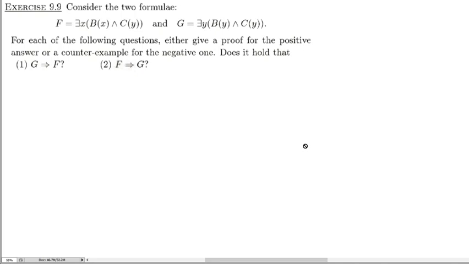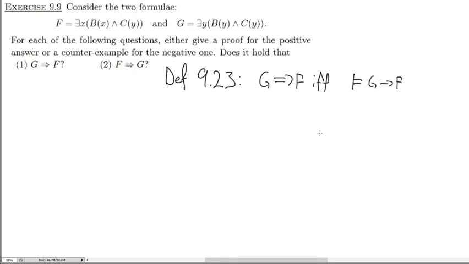In exercise 9.9, we have the two formulas f and g, and we have to either give a proof for a positive answer or a counterexample for the negative answer. In the first one, is f a logical consequence of g, and is g a logical consequence of f? Now, by definition 9.23, f is a logical consequence of g if g implies f is valid, so if it's a tautology.